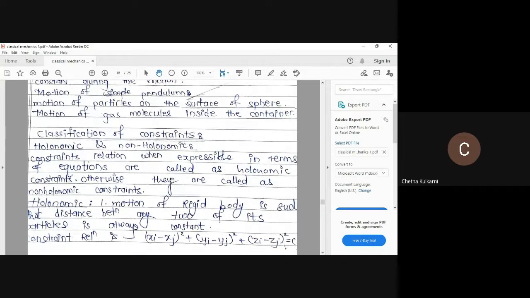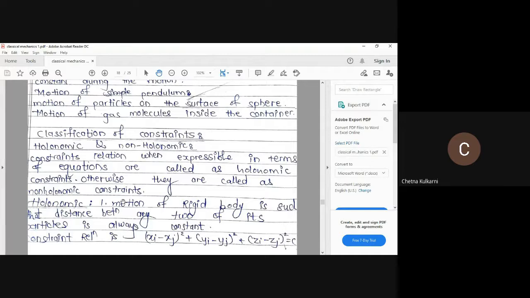So a constraint relation, when it is expressible in terms of an equation, just like our equation of a sphere. What is the equation of a sphere? x squared plus y squared plus z squared equals r squared is the equation of a sphere with center at the origin, that is (0, 0, 0), and radius r. If you take any other center, then it is (x minus a) squared plus (y minus b) squared plus (z minus c) squared equals r squared. So constraint relations, when expressible in terms of an equation, are called holonomic constraints. Otherwise, they are called non-holonomic constraints.